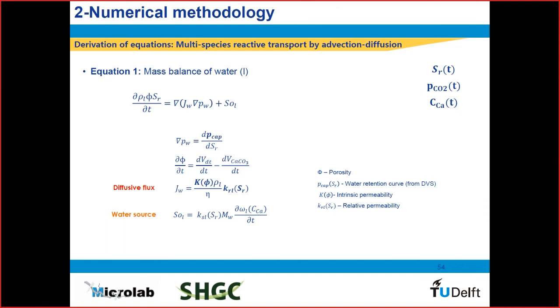So you have to call in the mass balance of the different species that participate in the reactions. That is the moisture content, again the saturation, the partial pressure of the gaseous CO2, and the concentration of calcium ions in the pore solution. So let's talk a little bit about the mass balance of water.